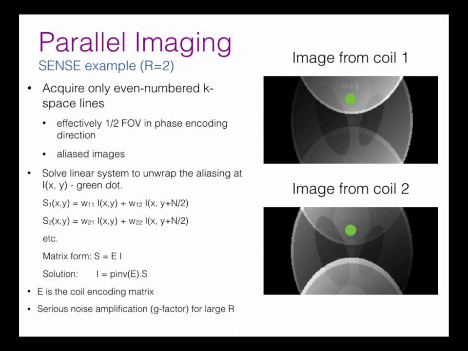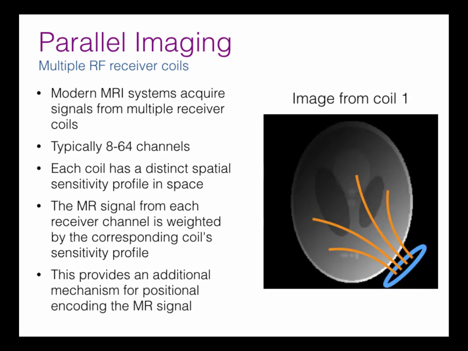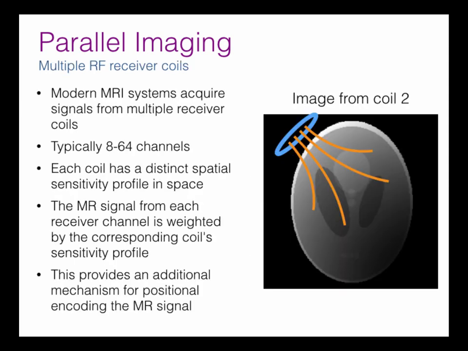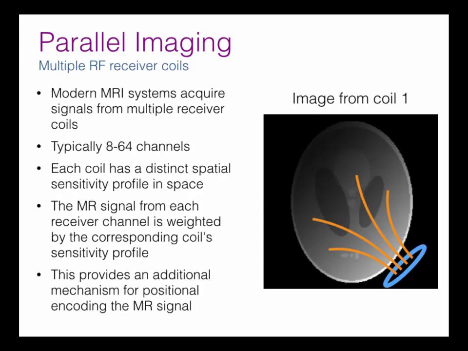Because it's folded over exactly by half the field of view, what I end up with is that this image here in the first image is some weighting factor times the I(x,y) of my original image here. So if the green dot was there, there's some weighting factor of that, W11 times that, plus W12 times the position that is half a field of view down, so the position that's down here. So it's a combination of data from here and here, added up in some linear combination. Okay?